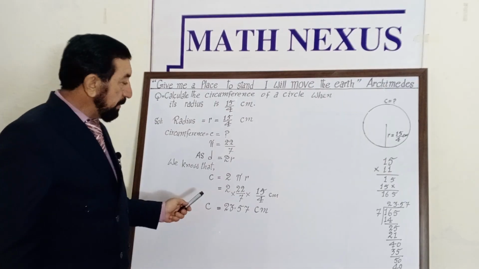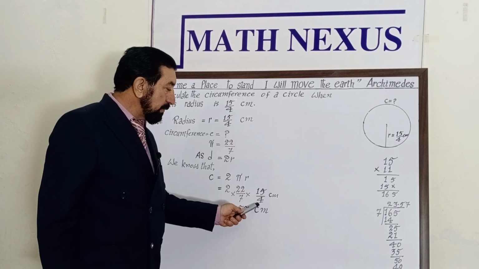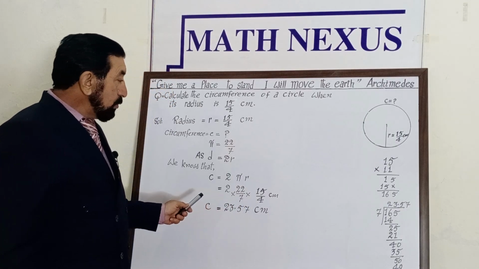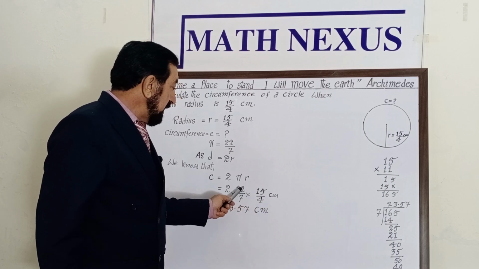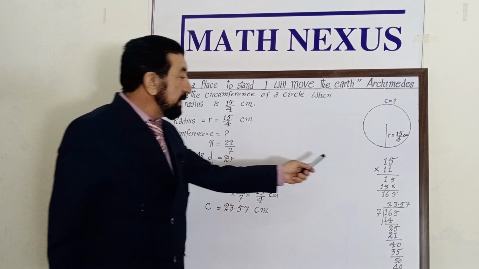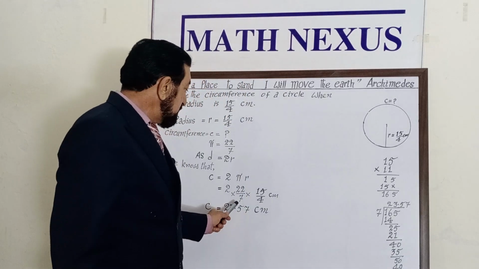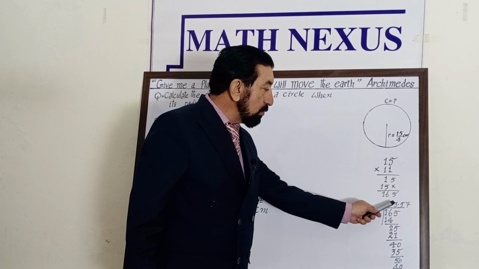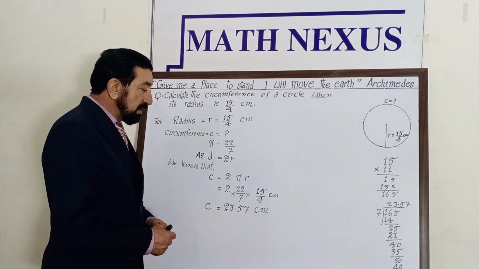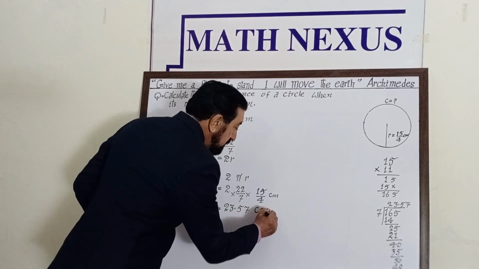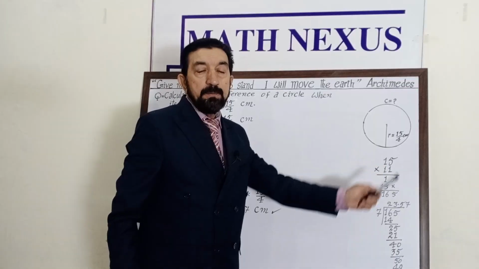Putting the value of pi and r, 2 into 22 upon 7 into 15 upon 4. This is equal to 2 1s are 2, 2 2s are 4, 2 1s are 2, 11 2s are 22. 15 into 11, this is equal to 165. 165 upon 7, this is equal to 23.57. 23.57 centimeter is the circumference of this circle, having radius 15.4 centimeter.